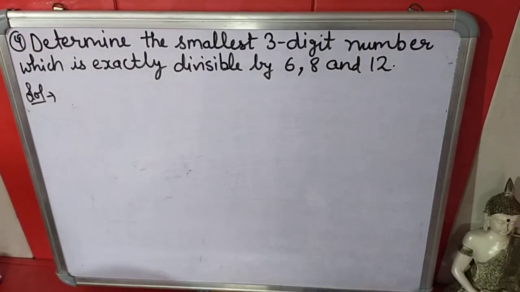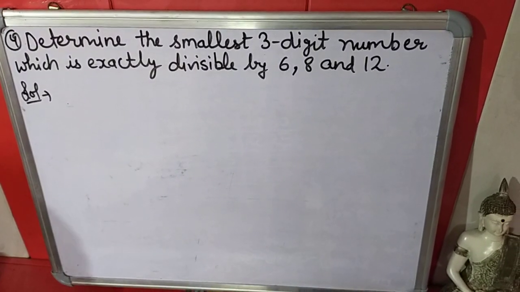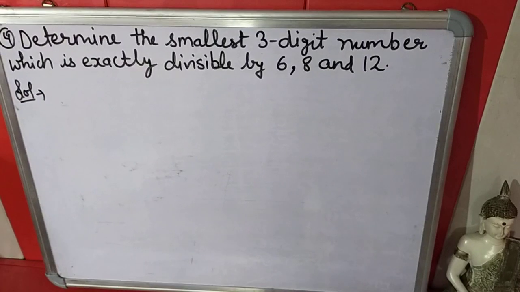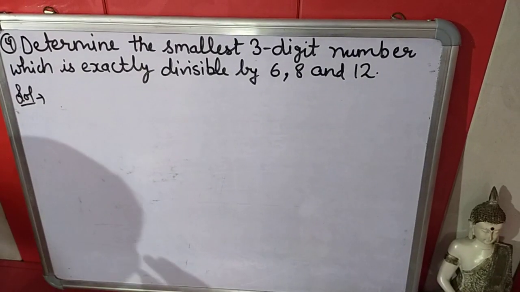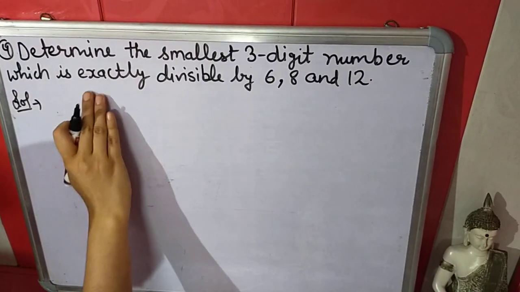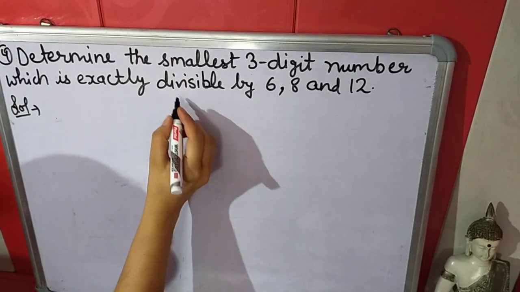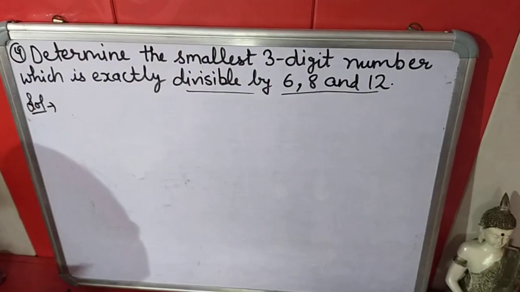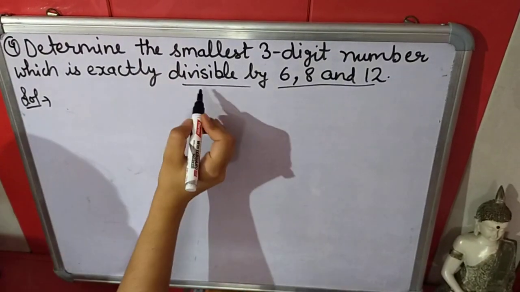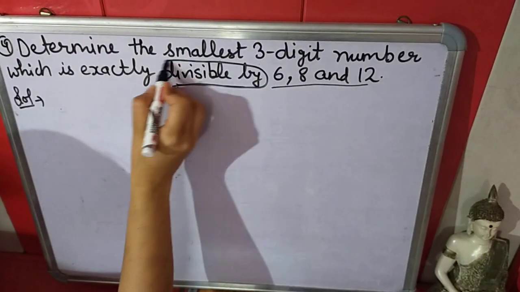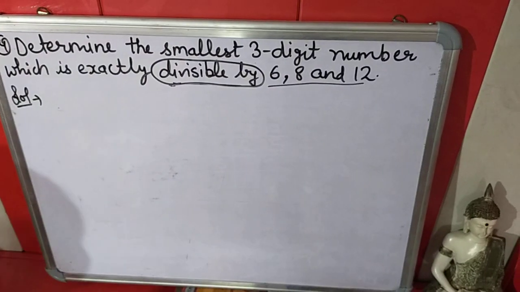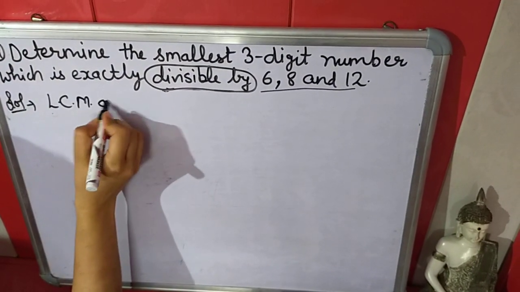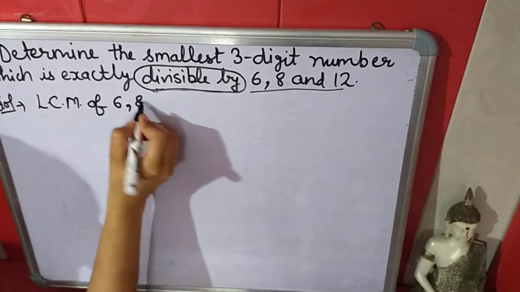Next, fourth question is, determine the smallest 3-digit number which is exactly divisible by 6, 8 and 12. Here you have to learn one thing. If in the question it is written exactly divisible by 6, 8 and 12, then you have to take LCM. If it is written divisible by, you have to take first of all LCM. The first step is we will take LCM of 6, 8 and 12.